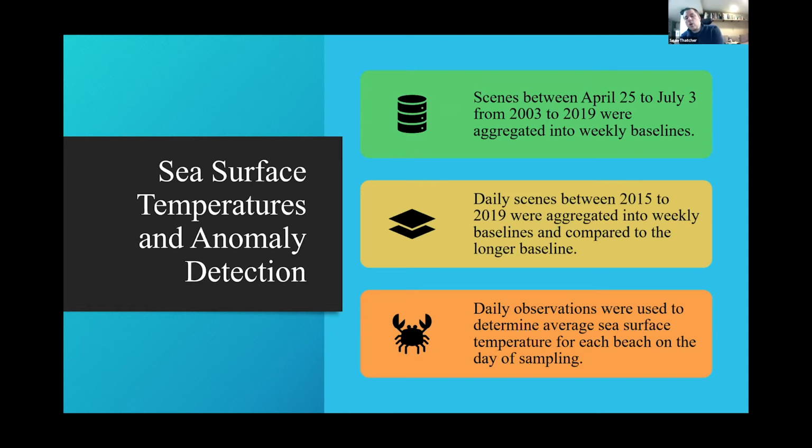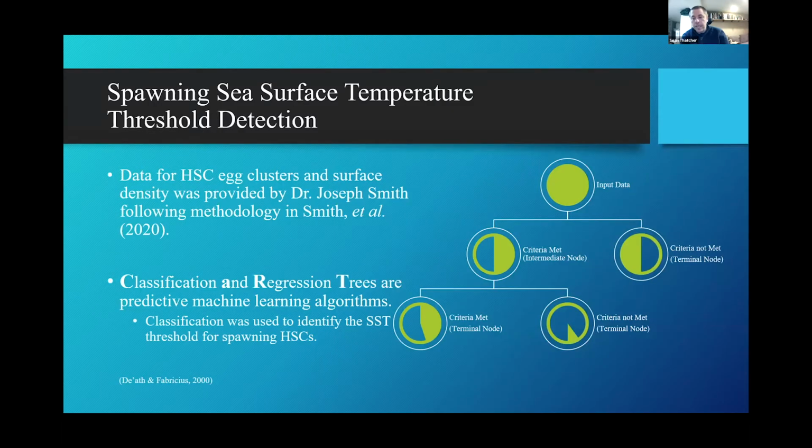Daily observations were also used to identify average sea surface temperature on the day of sampling to better understand temperatures within and between regions when sampling occurred, providing higher spatial resolution than a single buoy. And a 5-day moving average was also computed using this data set to look for long-term trends. The sea surface temperature and its 5-day moving average were used to identify the peak temperature threshold upon the horseshoe crab sampling data collected by Dr. Joseph Smith at the New Jersey Fish and Wildlife Center.